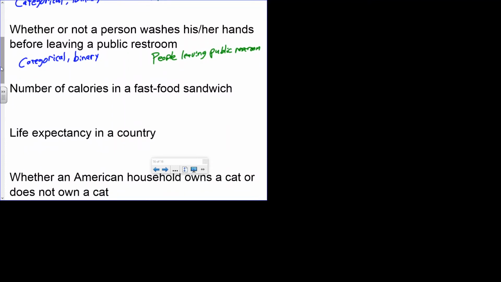Number of calories in a fast food sandwich. Well, this is denoted by a quantity. There's a certain quantity of calories in each sandwich, but each sandwich is different based on what sandwich it is. So the sandwich, that is the observational unit, because the calories differ between them.